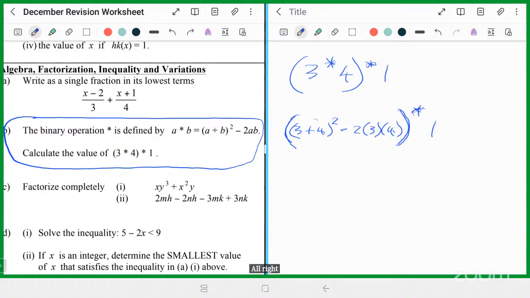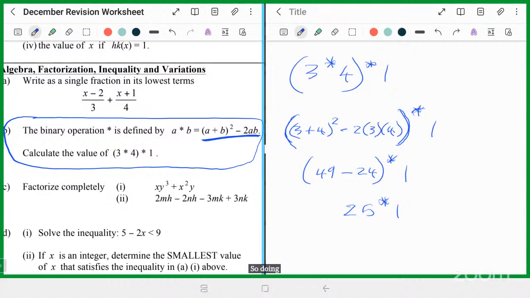All right, so this becomes 7 squared, which is 49, minus, this becomes 6 times 4, which is 24. Star 1. 49 minus 24 is 25. So it becomes 25 star 1. So the thing in the bracket works out to be 25. If you wanted, you could have worked it out by itself on the side. So we're now doing 25 star 1. We're doing this same operation with the 25 star 1. So the A is now 25 and the B is 1.